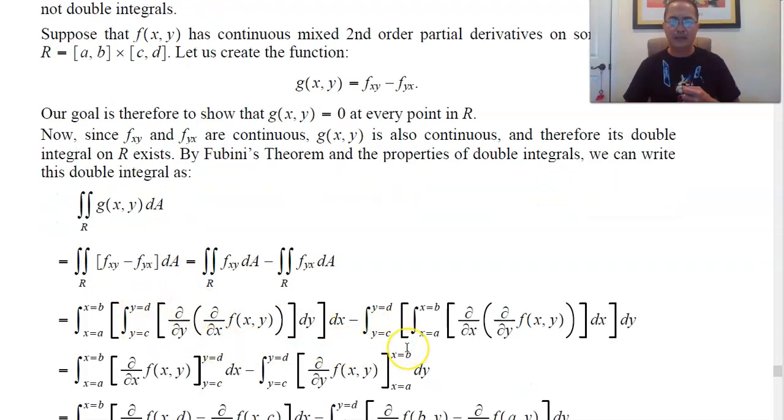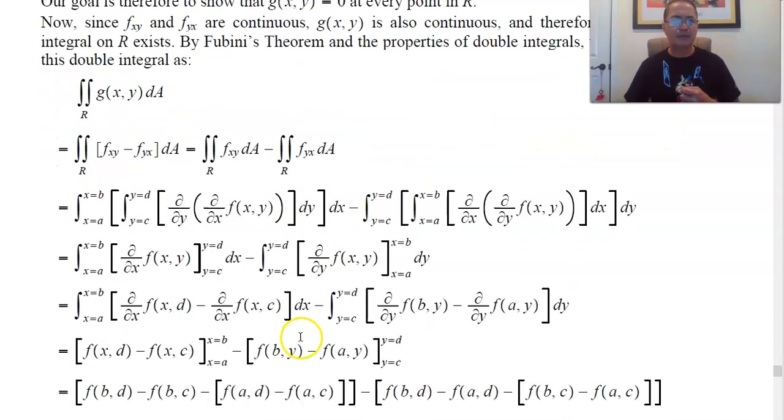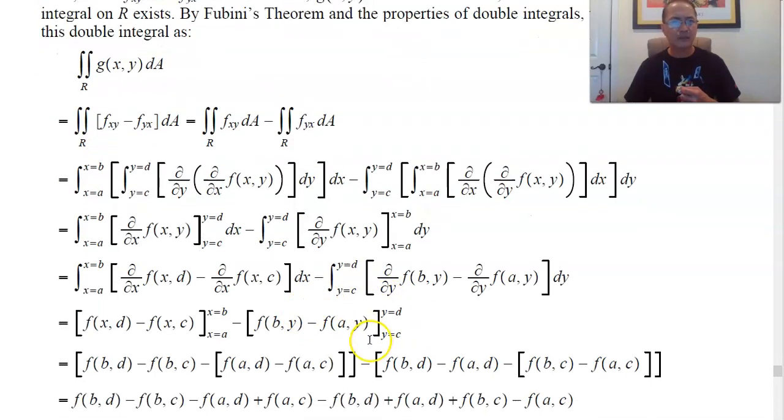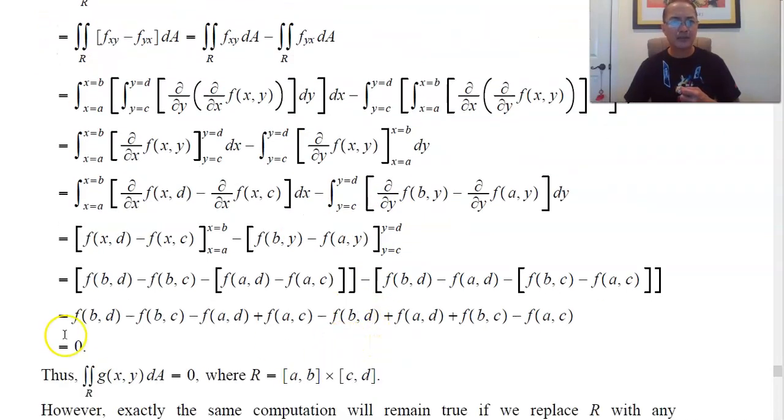Any difference in these computations? A prime, b prime, to just put a prime everywhere. Still works, right? You are still going to get 0 on every itty-bitty sub-rectangle that we see inside our big rectangle.